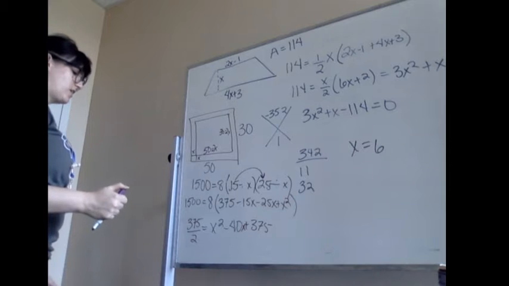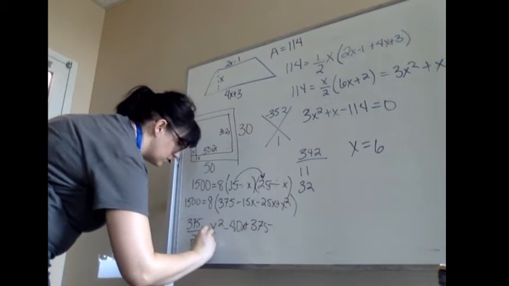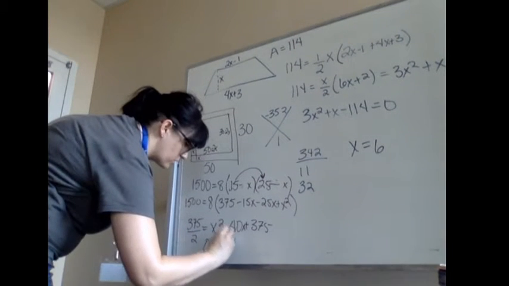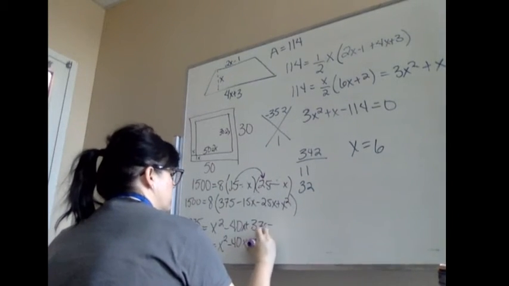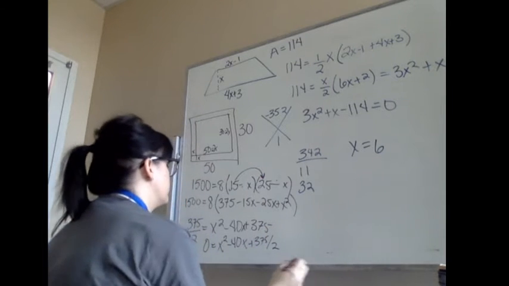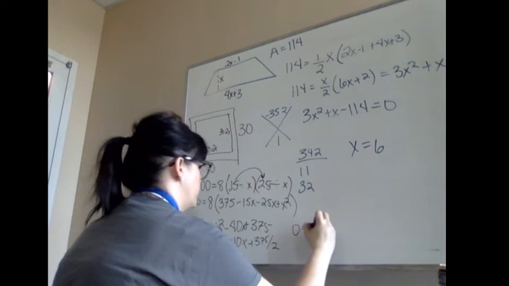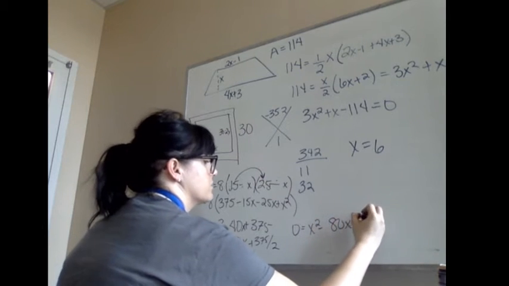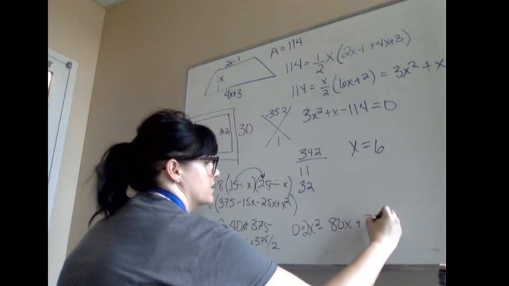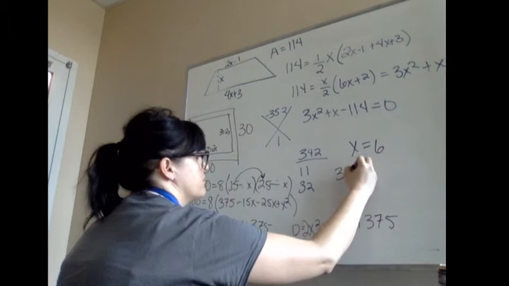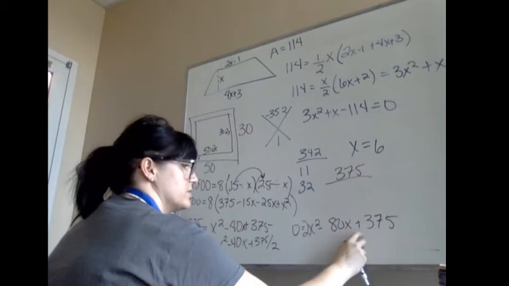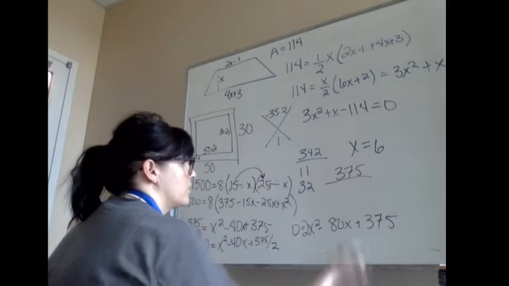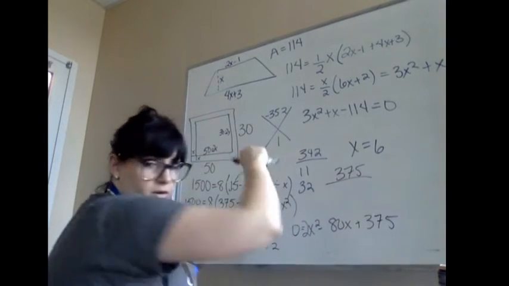Why do they give you these problems that are not factorable? 0 equals x squared minus 40x plus 375 over 2. So I'm going to need to multiply everything by 2. So that 0 equals 2x squared minus 80x plus 375. I'm factoring 375 to find which two factors are negative 80 apart. But it's actually going to be adding because this is positive, so they have to have the same sign. They're both negative.